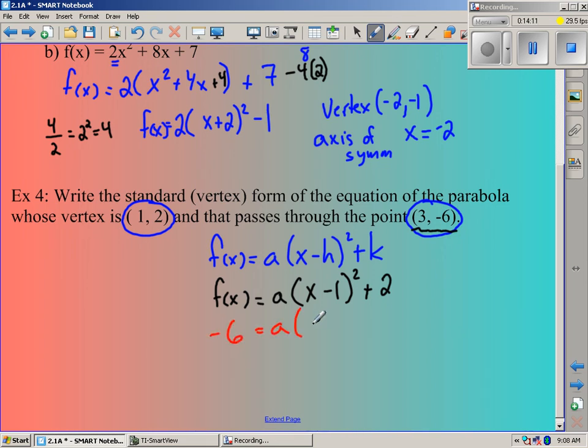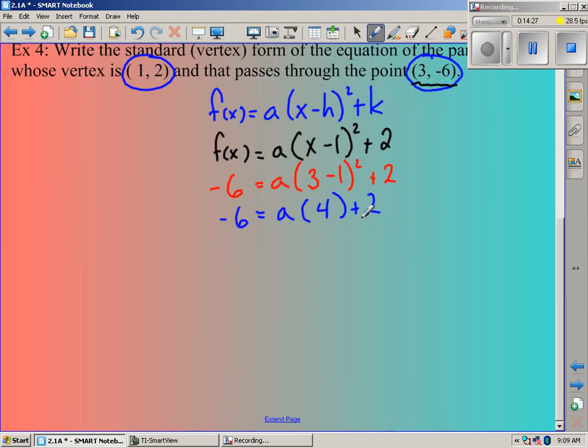So if I go ahead and simplify this, I still have -6 equals a times, well, this becomes 4 plus 2. When I subtract 1 and square it, I get 4. So now I just solve algebraically. I'm going to subtract 2 across the equal sign. And so we end up with -8 equals 4a. And then if I divide by 4, my a value is negative 2.